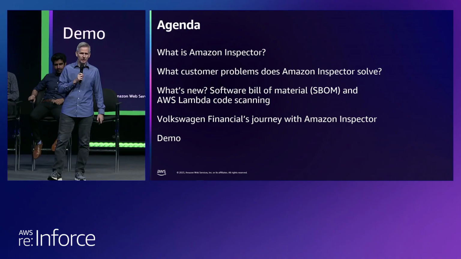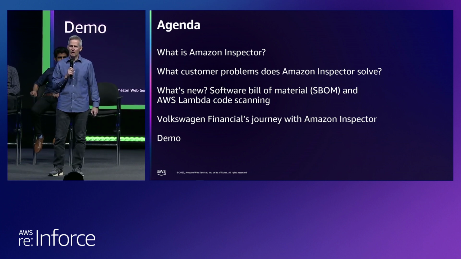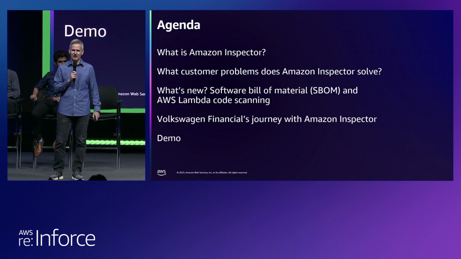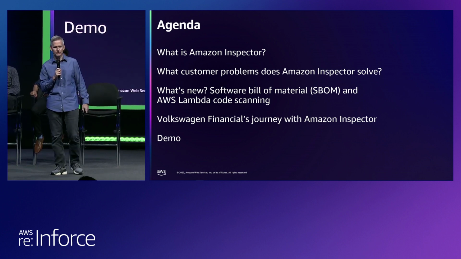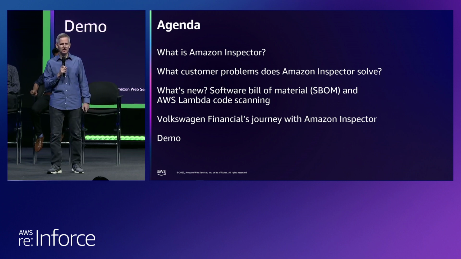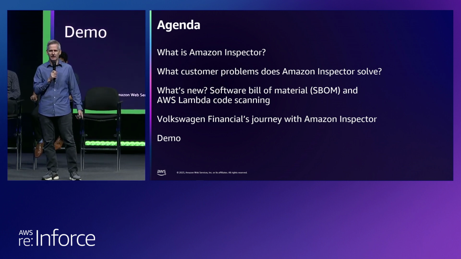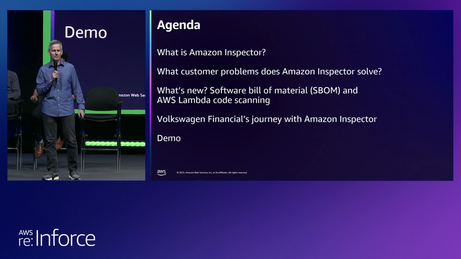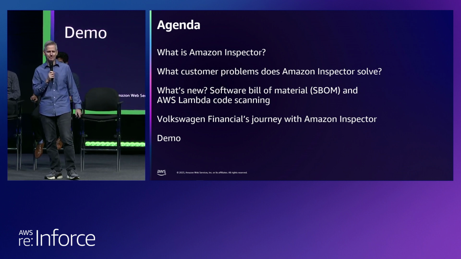So today we're going to tell you a little bit about Inspector. We're going to talk about the problems that it solves and how we think about vulnerability management and the development process we went through. We're going to talk about our new features, the ability to export your software bill of materials and assess your Lambda for code scanning. And finally, we're going to have Crispin talk about Volkswagen's journey with Amazon Inspector.